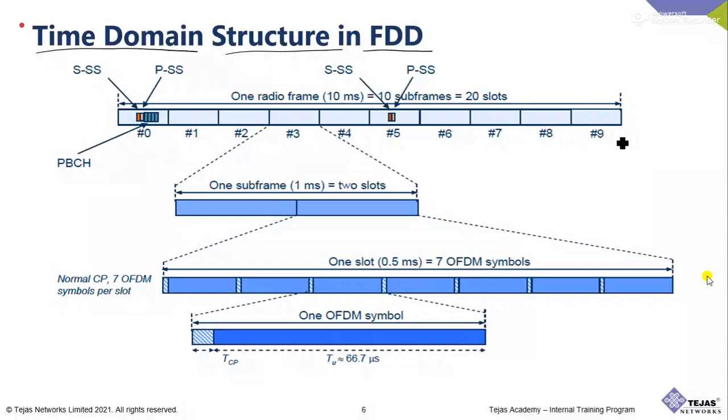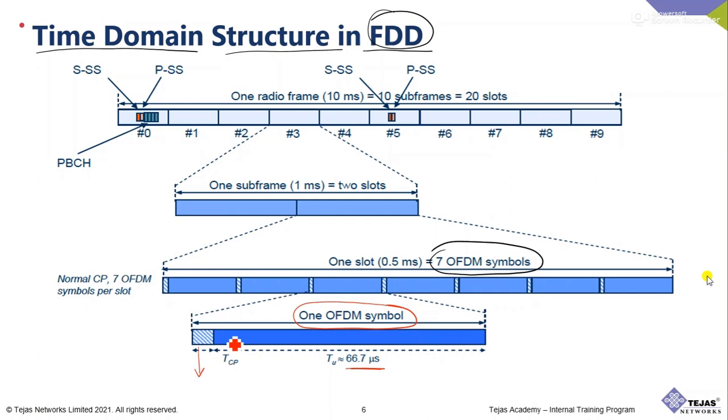So what we discussed yesterday was about how many subframes you have got, that is 10, right? In one subframe, we have 2 slots, right? And in each slot, we have 7 OFDM symbols. So one slot has 7 OFDM symbols, and one OFDM symbol is 66.6 microseconds.